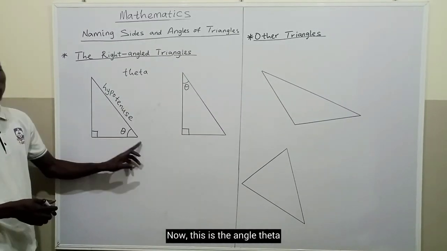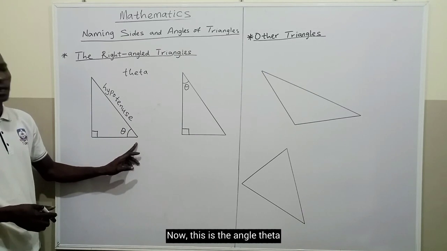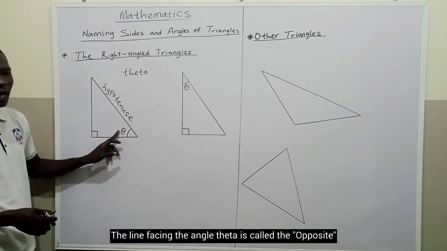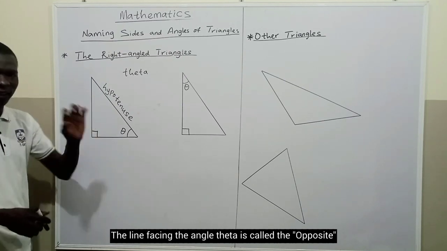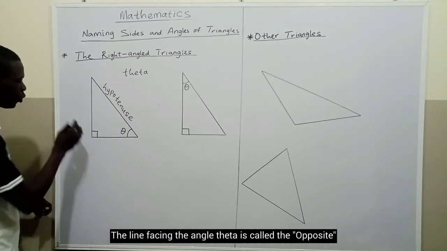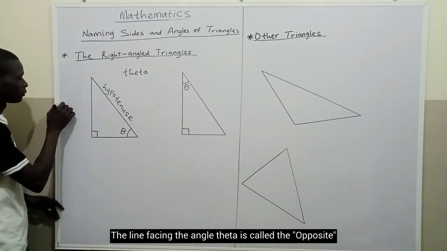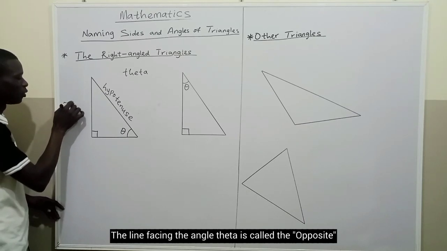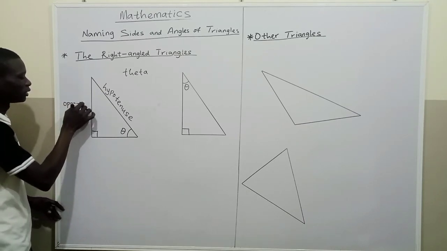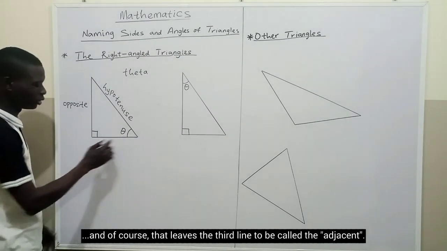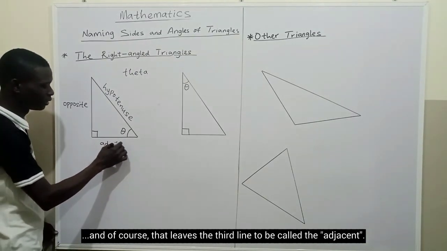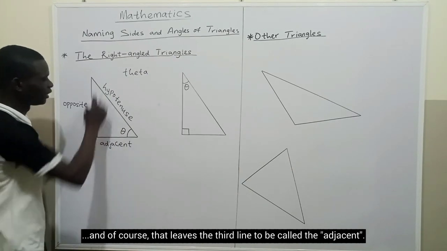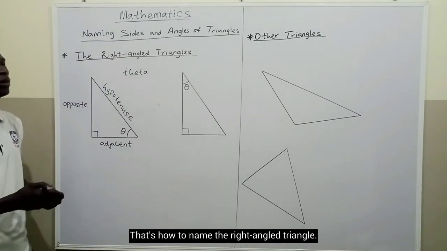Now this is the angle theta. If I have given angle theta here, the line that is facing the angle theta is opposite the angle theta. So we call this line the opposite. And of course, that leaves this one to be the adjacent, because that is the only line that is remaining. That's the adjacent. So that's how to name a right angle triangle.